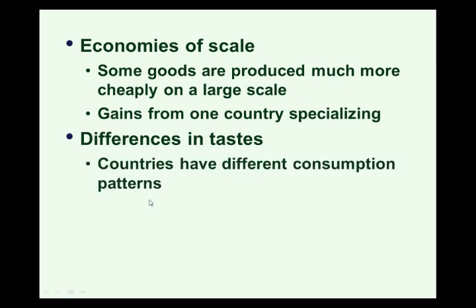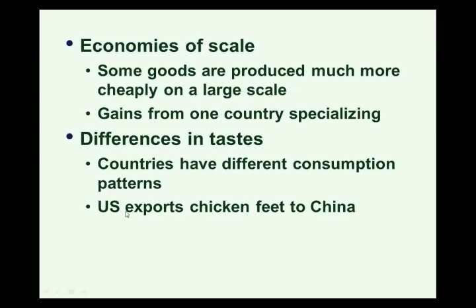Finally, a difference in taste can also drive it. Countries have different consumption patterns, which affects the export-import pattern. For example, the U.S. produces a lot of chicken domestically. We don't really keep the chicken feet. We export most of our chicken feet, for example, to China right now. And that has to do with taste and preferences and body parts. Chicken feet aren't really a popular ingredient in the United States. They're used a lot more in China, hence this pattern of trade.